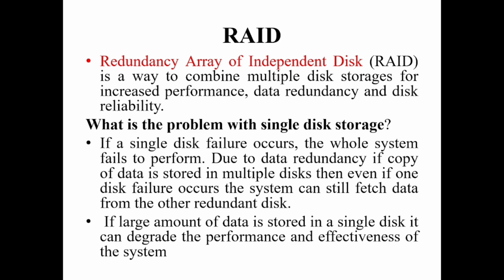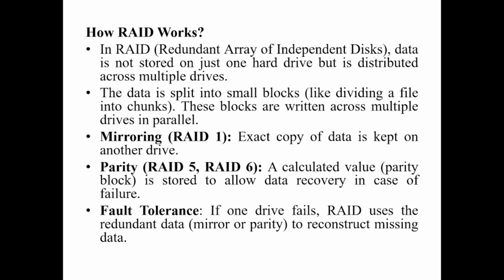so we go for RAID. How RAID works: RAID uses multiple disks together instead of one. Data is copied or shared across disks. If one disk fails, data is still safe in another disk, and the work is divided to perform faster. If you have data, it is split into small blocks and stored in multiple disks.